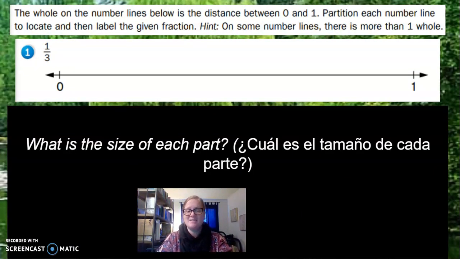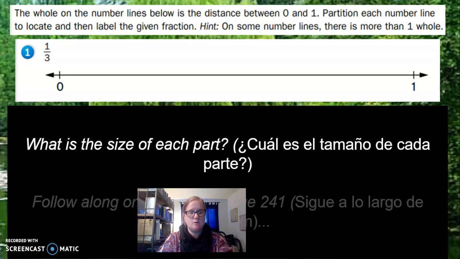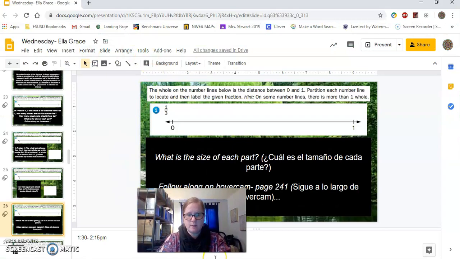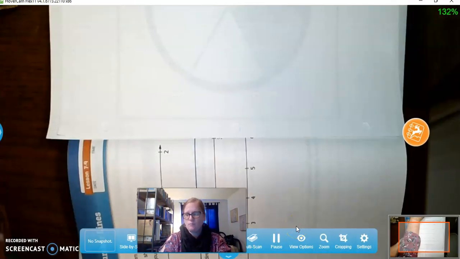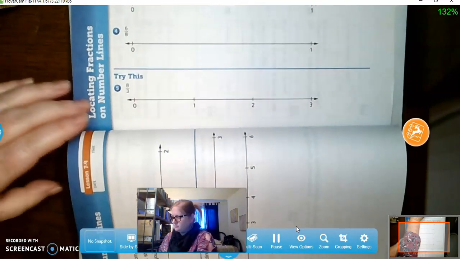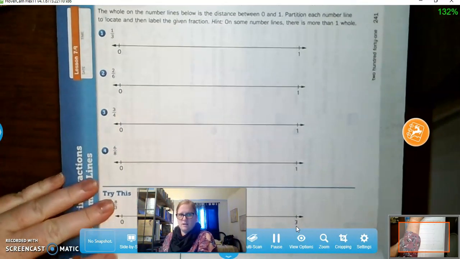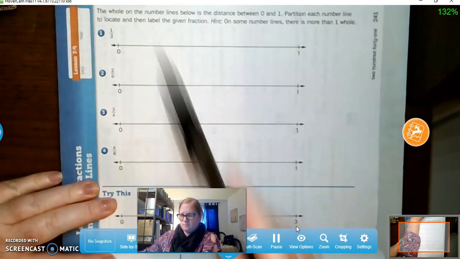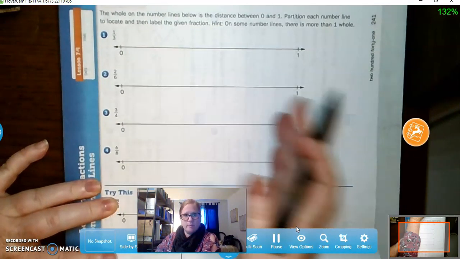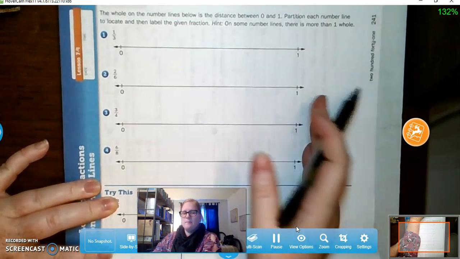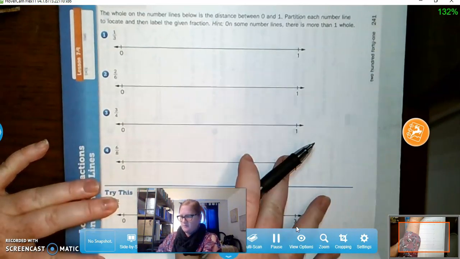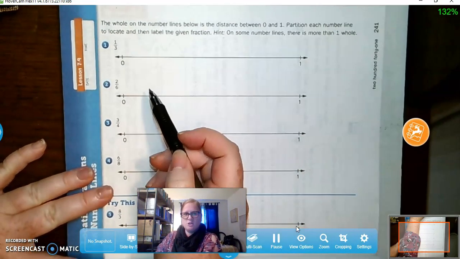What is the size of each part? Now this part gets really difficult, and I'm going to show you on the Hovercam. So hold on one moment. Okay, so you guys won't be able to do this on your book, obviously, because you don't have your book, but you can do this on slides because I gave you guys the slides. But for now, I just want you to watch.